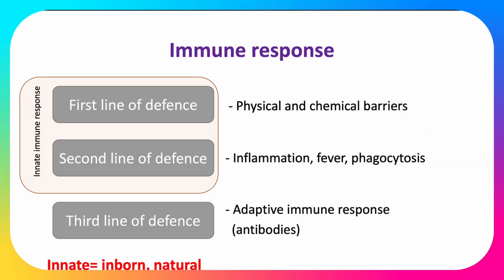So in terms of the immune response, there's actually 3 levels of the immune response. We talk about the first, second, and third lines of defense, but we've got the innate immune response, the one that we're born with, versus the adaptive immune response, which would be another video. So today we're going to look at the first line of defense, which is the physical and chemical barriers, and then the second line of defense, inflammation, phagocytosis, etc.